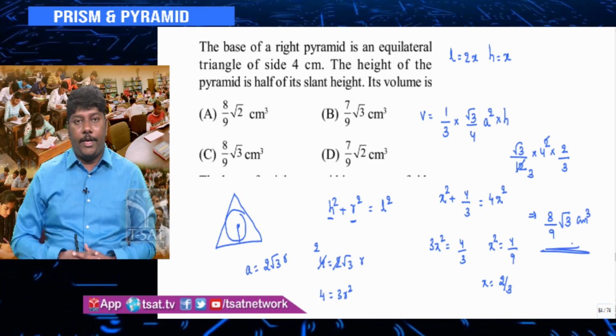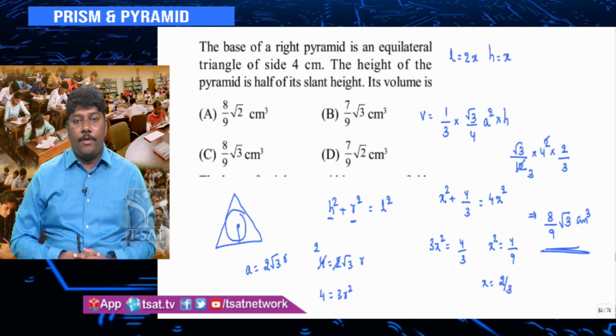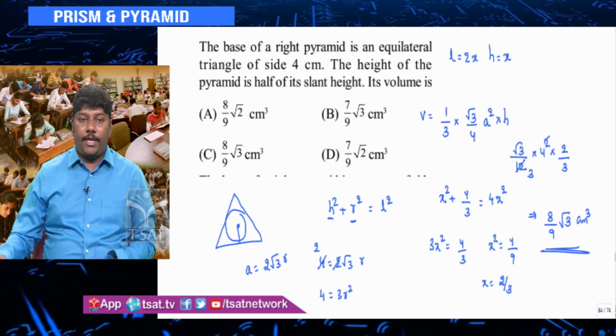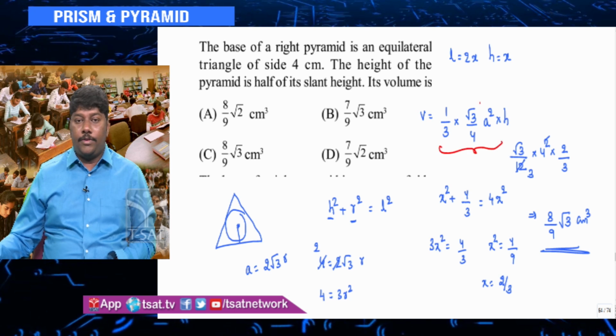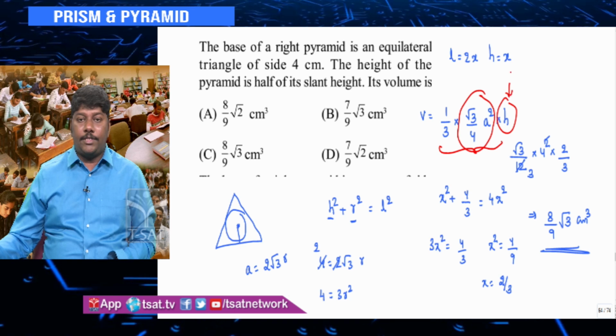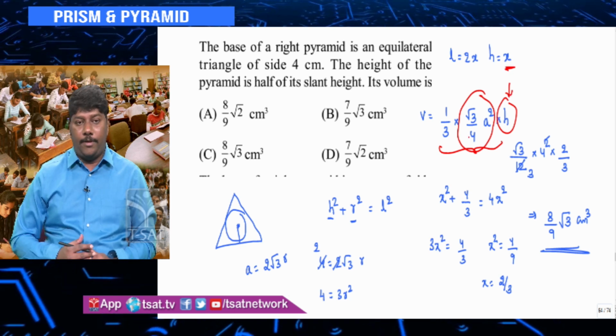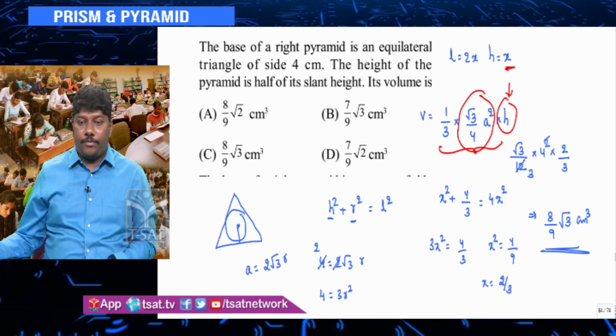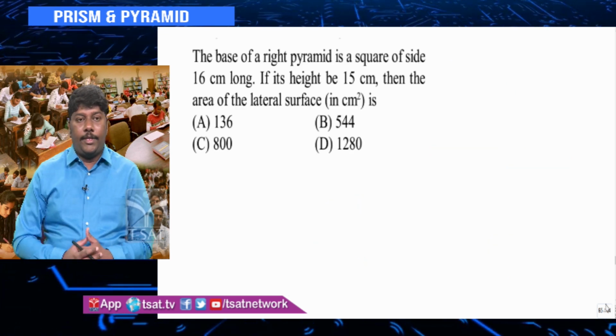All you have to do is find the value of x and put it in the formula. Volume is equal to 1/3 of base area into height. Here I have mentioned the formula. This is the base equilateral triangle. Find the height, which is x, and put it in this formula. It is a little calculative, but it is easy. Look at the next one.